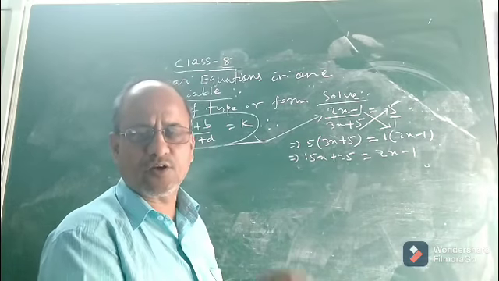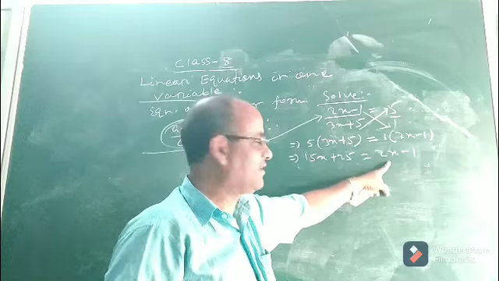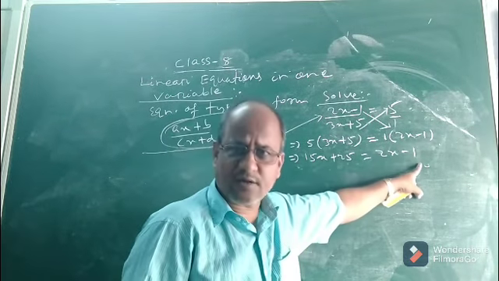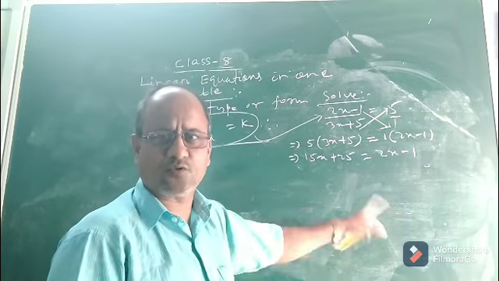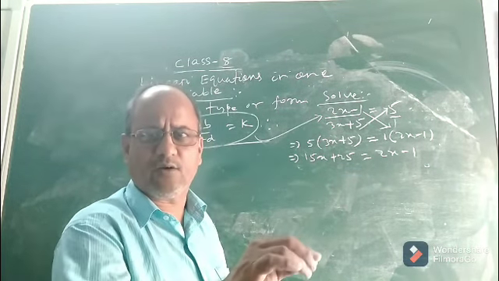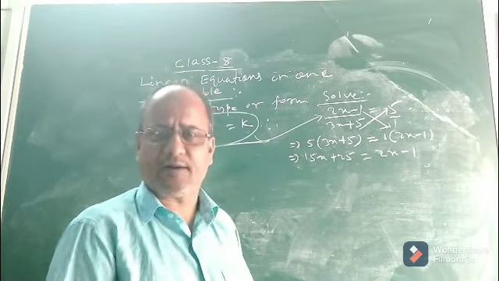You know what is transposition. In this method, what do we do? We usually take the variables to the left hand side and the constant to the right hand side. Why are the variables taken to the left hand side? Because we want to find the value of the variable or the unknown. So it is better if it is kept on the left hand side.